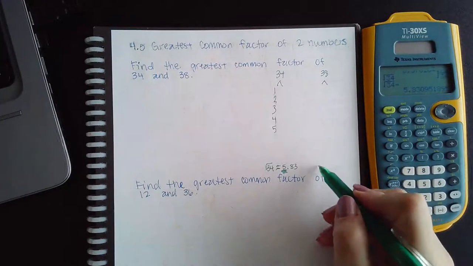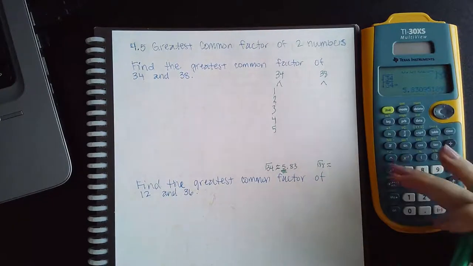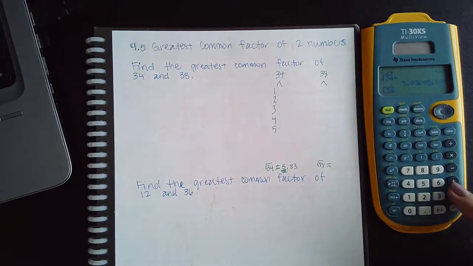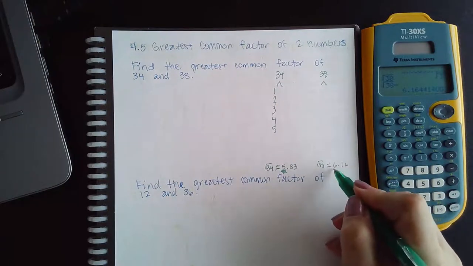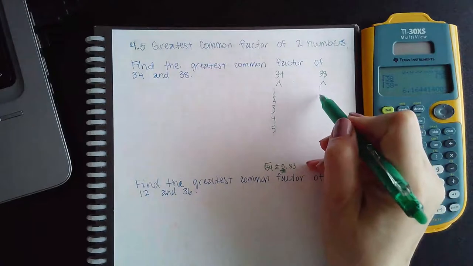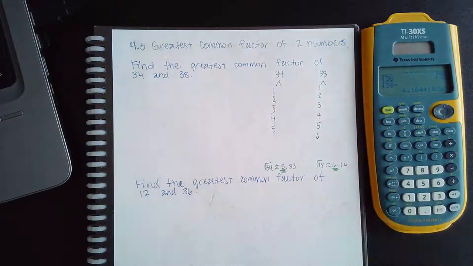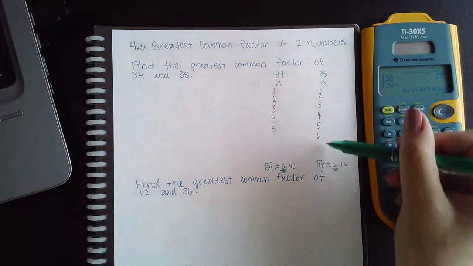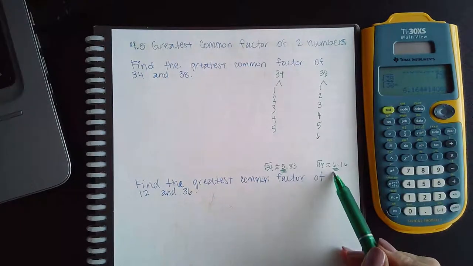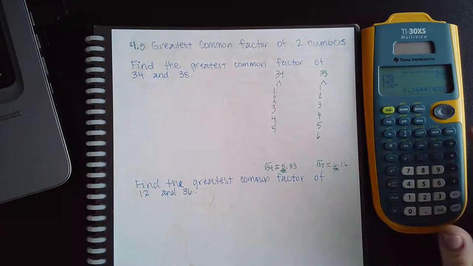Now if I do the same thing for 38, I get square root of 38. Let me do the decimal. It's 6.16, which means I'm going to go 1, 2, 3, 4, 5, 6, up to 6. And that's how I know I'll have all of the factors, okay? As long as I go all the way down to that whole number of the square root, I will have all the factors.